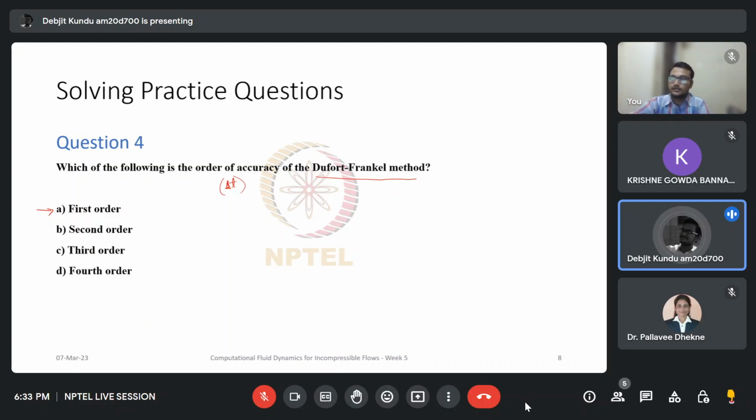All right, so let's have a look at the solution. The solution is option B, second order, and so the order of the Dufort-Frankel method is like this: it's second order in time as well as second order in space.